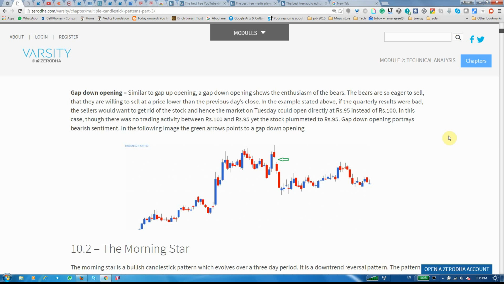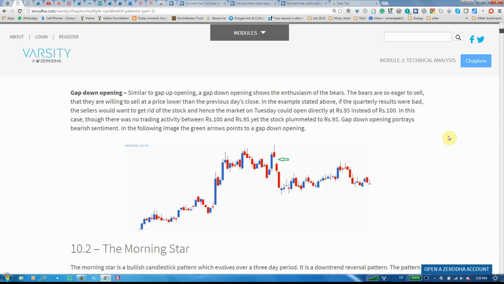day's close. In the example stated above, if the quarterly results were bad, the sellers would want to get rid of the stock and hence the market on Tuesday could open directly at 95 rupees instead of 100 rupees. In this case, though there was no trading activity between 100 rupees and 95 rupees, yet the stock plummeted to 95 rupees. Gap down opening portrays bearish sentiment. In the following image, the green arrows point to a gap down opening.